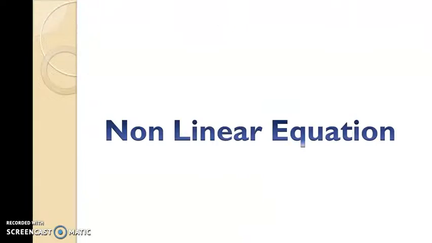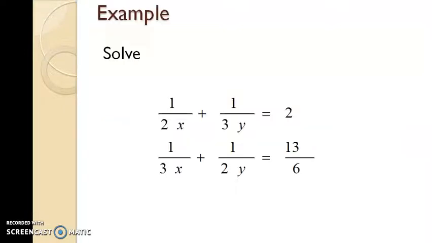So look at today's section, that is non-linear equations. Suppose the given equation is non-linear, what to do? Look at the example here. Solve 1 by 2x plus 1 by 3y equal to 2, and 1 by 3x plus 1 by 2y equal to 13 by 6. Here, if you look, the variables are in the denominator, therefore they are not linear equations, they are non-linear equations. So how can we solve these kinds of equations? Let us see the solution video now.